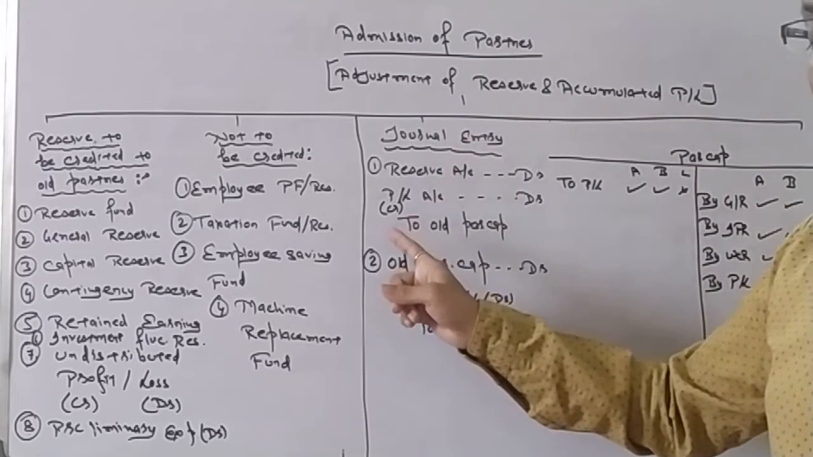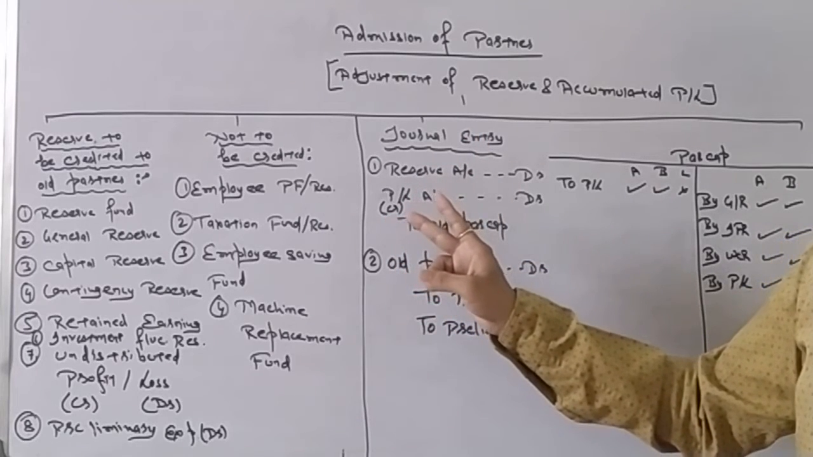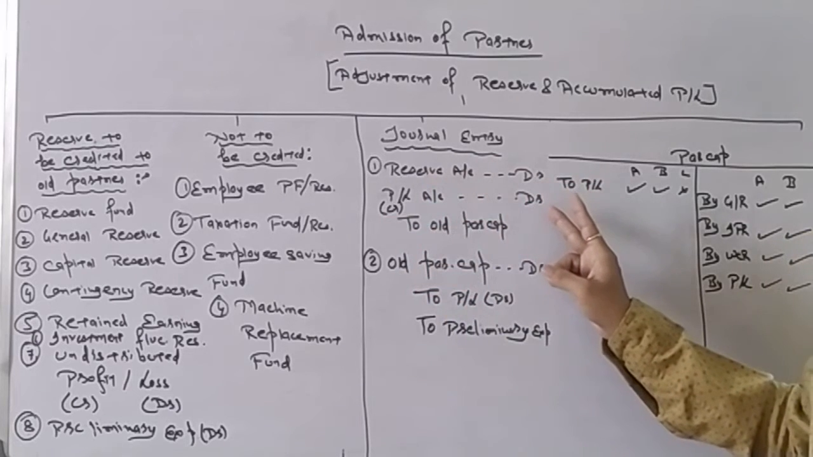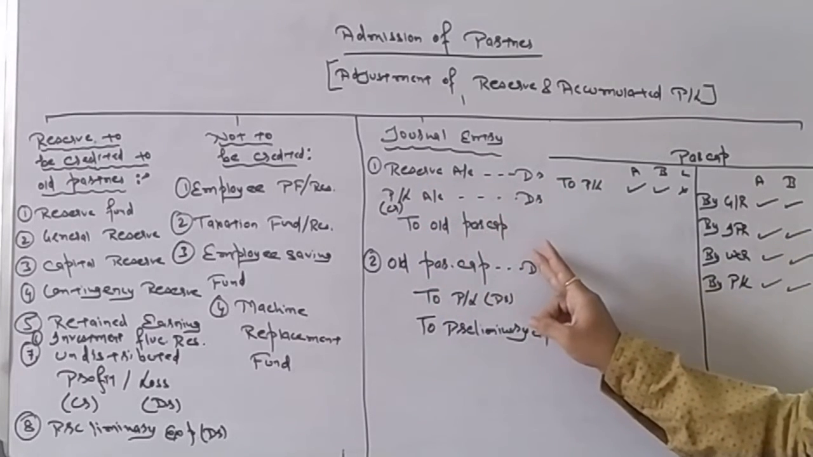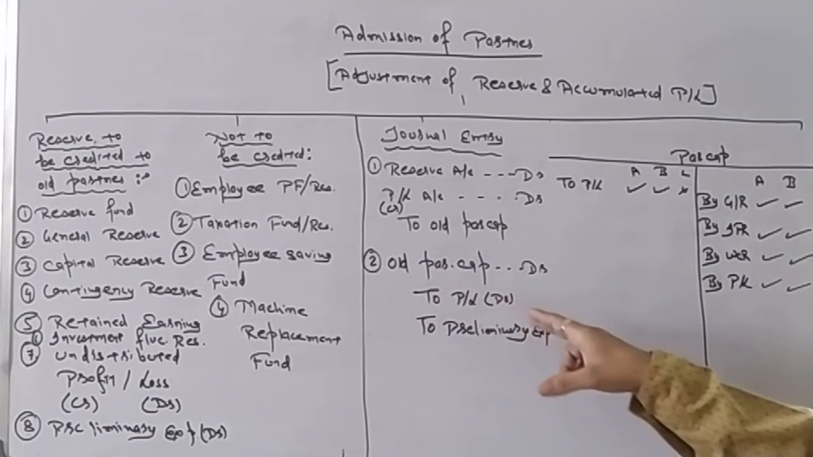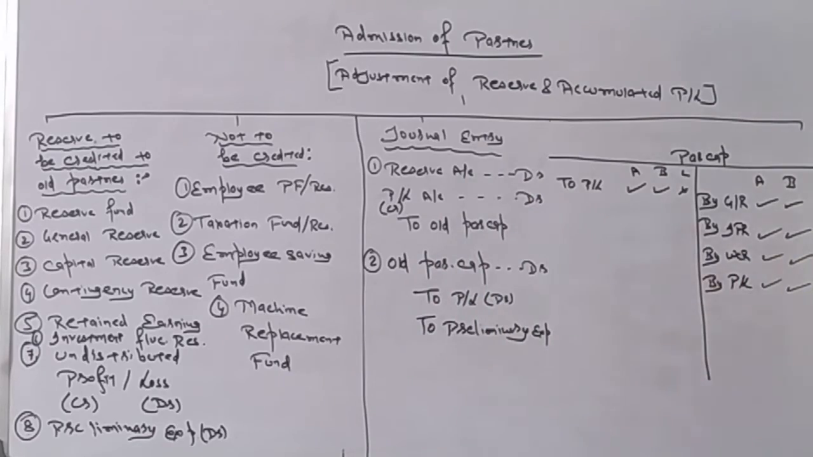So if it is reserve and PL credit balance, the treatment is very simple. Reserve account debit, PL account debit to old partner, and when it is a loss, old partner's capital account debit to PL, to preliminary expenses. The entries are simple. Now we are going to the presentation part.